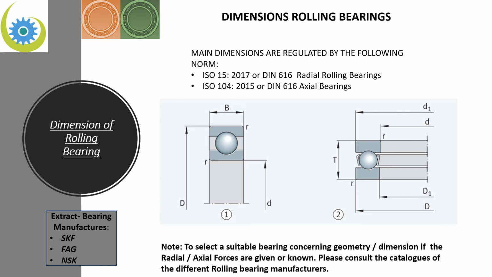Now we come to the topic dimensions of rolling bearings. Main dimensions are regulated by the following norms. I write them down here: ISO 15 and ISO 104.